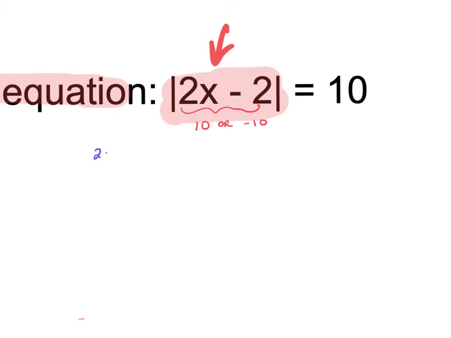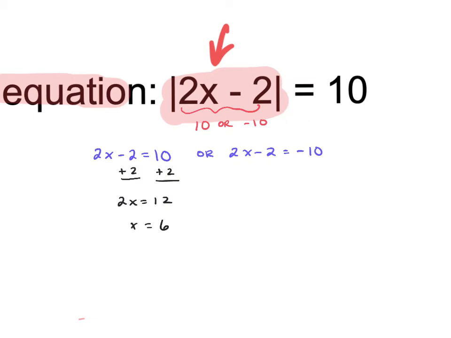So I write it without the absolute values. I just put or, and then I write it again, but this time I say it could be equal to negative 10. And we just solve these two equations. We'll add 2. 2x equals 12. Let's divide by 2 now. Undo that multiplication. 12 divided by 2 is 6.